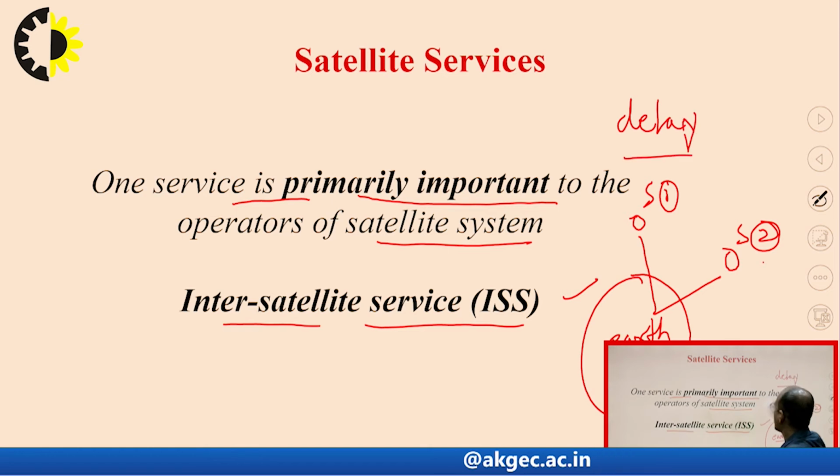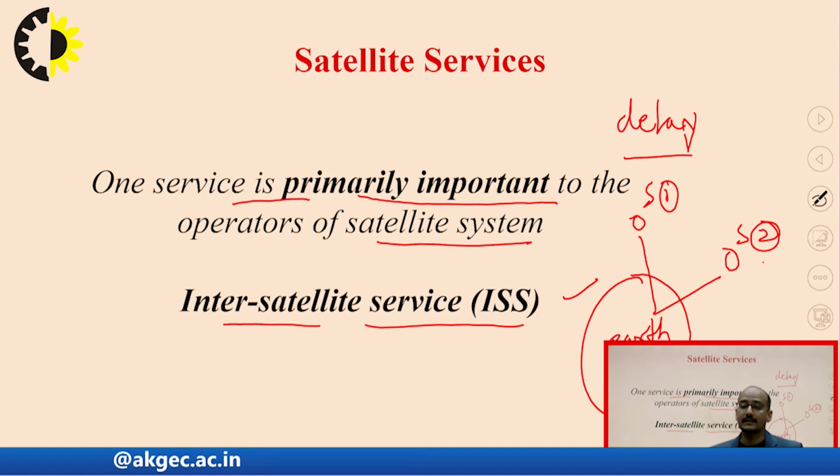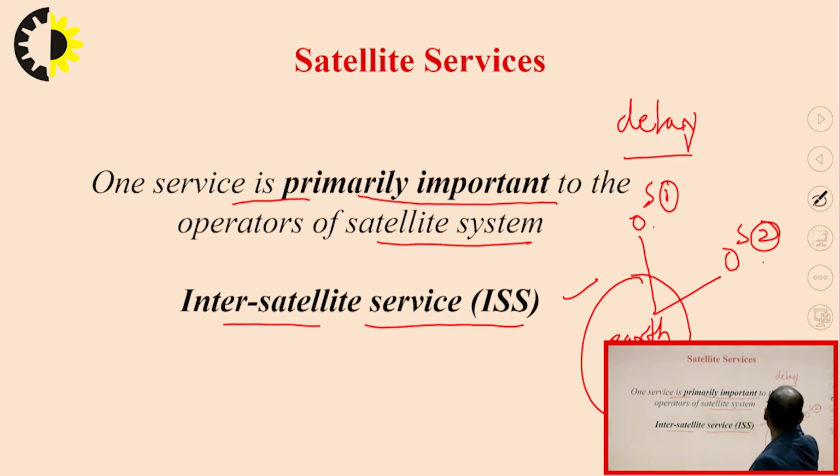and you can easily understand a very small delay can cause very serious harm to the satellite system placed in space. That's why a direct link between these two satellites is maintained, and that link is governed by this inter-satellite service.